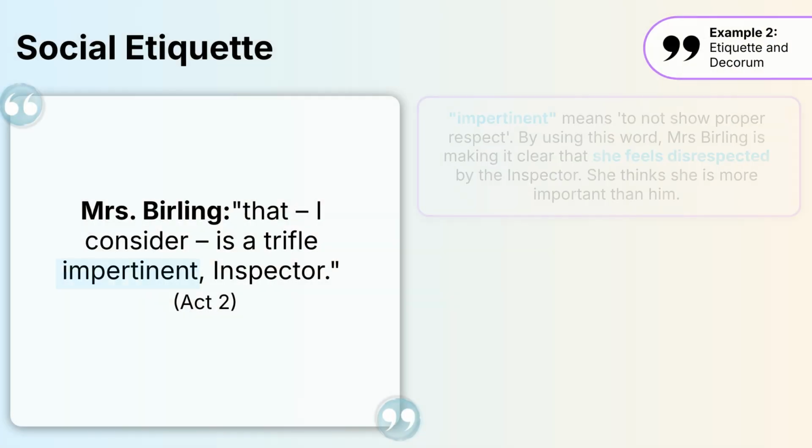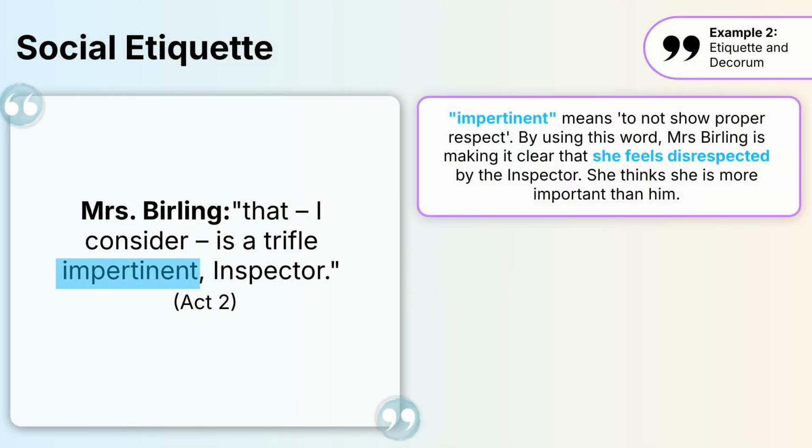The adjective impertinent means to not show proper respect. By using this word, Mrs Birling is making it clear that she feels disrespected by the inspector, and she prioritizes herself above him. This interaction shows that Mrs Birling thinks she is more important than the inspector.